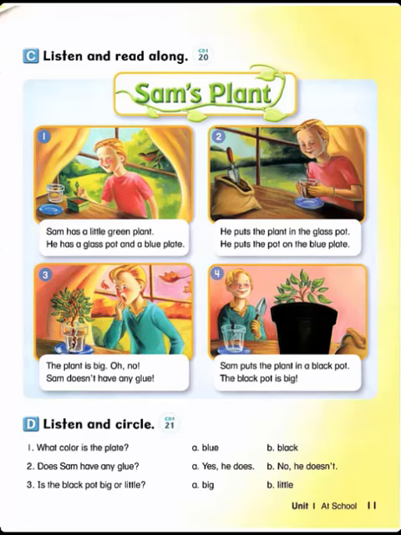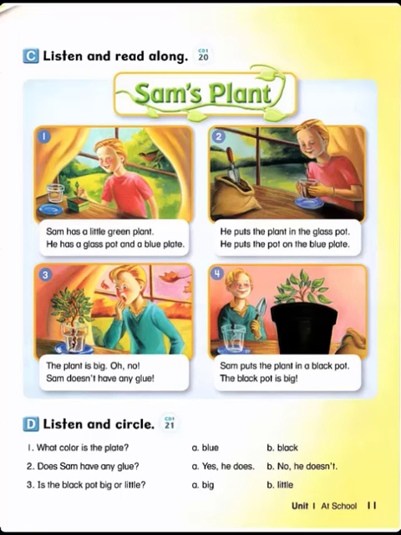3. The plant is big. Oh no! Sam doesn't have any glue. 4. Sam puts the plant in a black pot. The black pot is big.